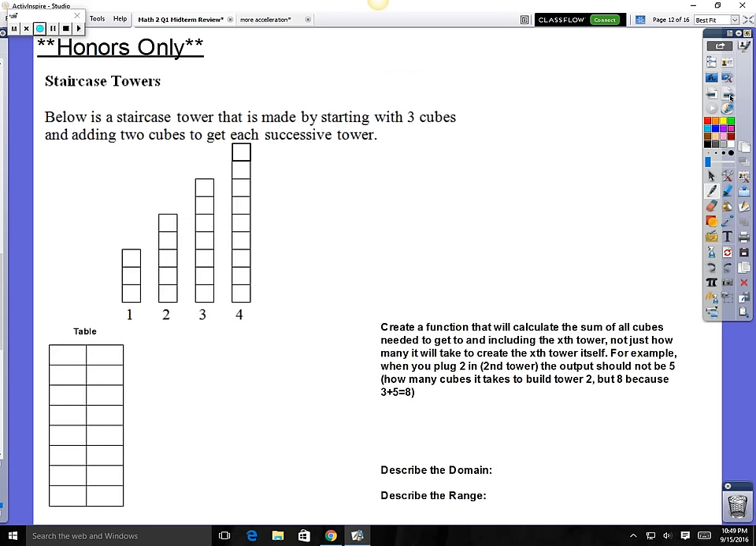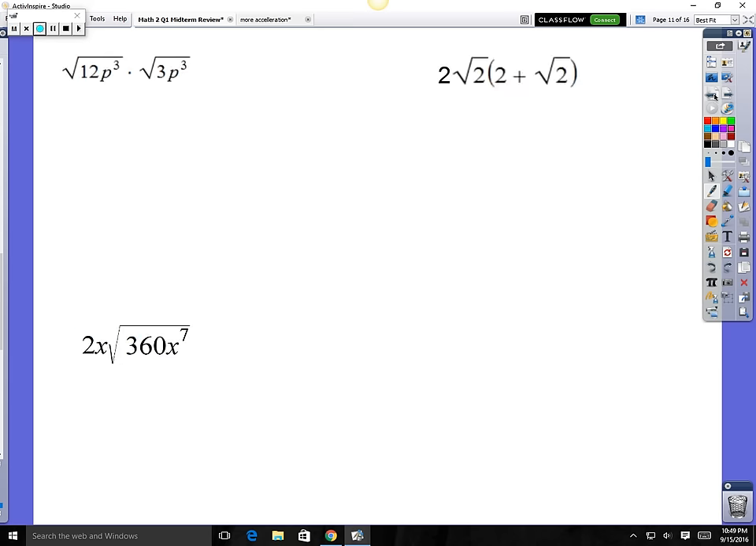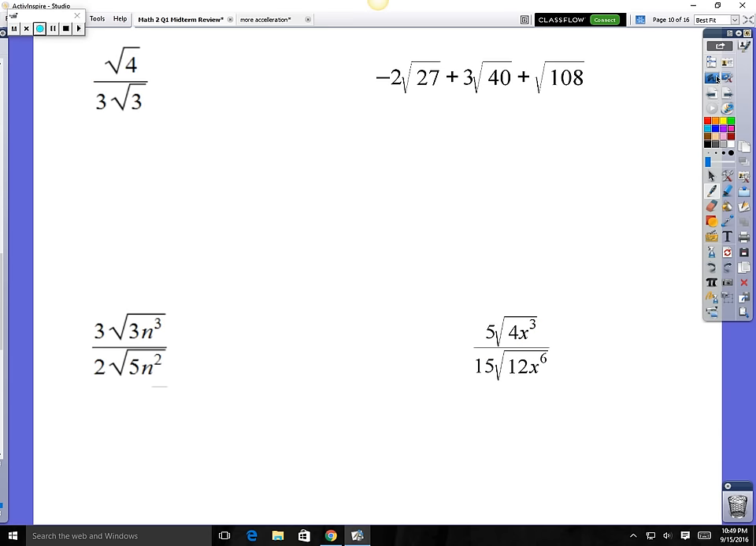Okay, here we go. We're going to go, man, I've used too much time. Let's simplify these guys. Here we go.